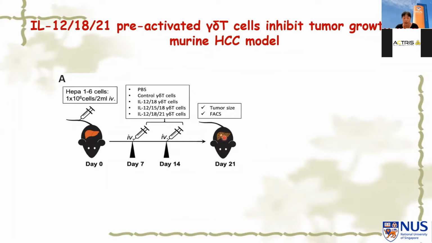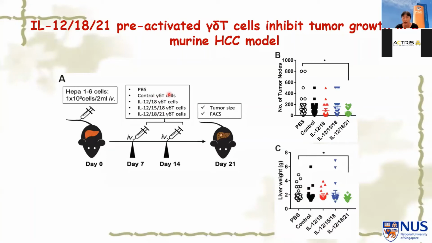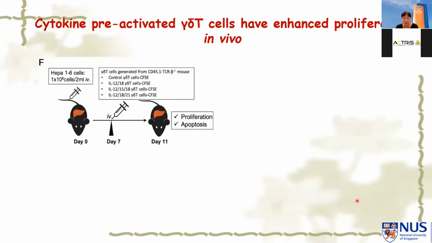model where we have tumor growth in the liver of the mice. So we adoptively transferred all 4 populations at 1 week and 2 weeks. So compared to control gamma delta T cells, the cytokine pre-activated T cells, only the IL-12, 18, 21 significantly reduced tumor growth. So although there's 1 star, you can say this is not very impressive. Okay, although we did 2 adoptive transfers here.